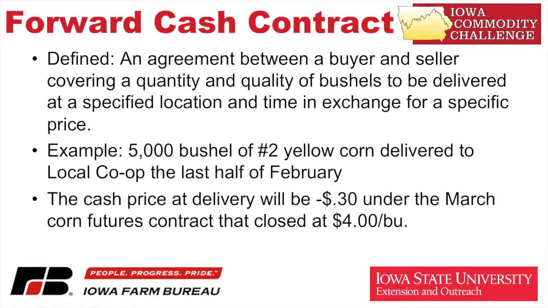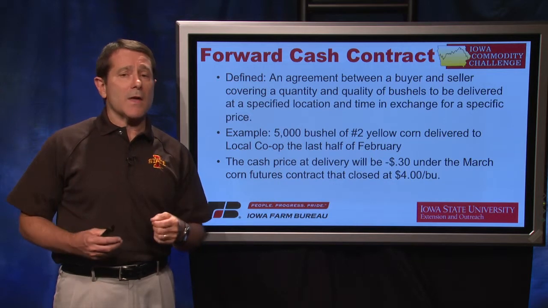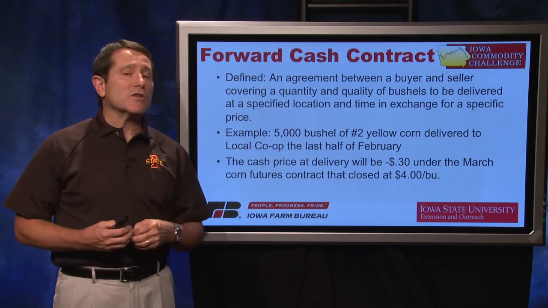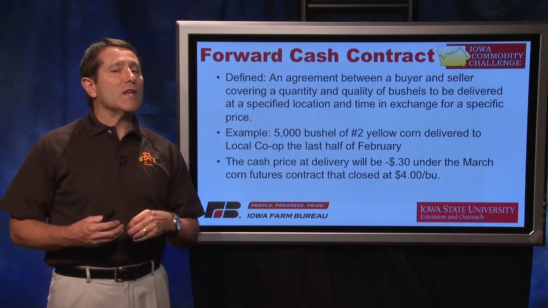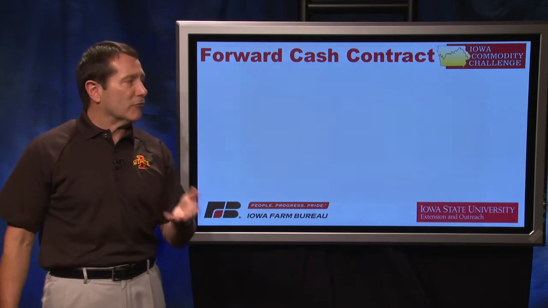So basically, we know the price. At delivery the price will be a 30 under basis under the March corn futures, and it closed at $4 per bushel. So today I could call my local co-op, find out that March corn closed at $4 and that they're bidding 30 under for last half February delivery.